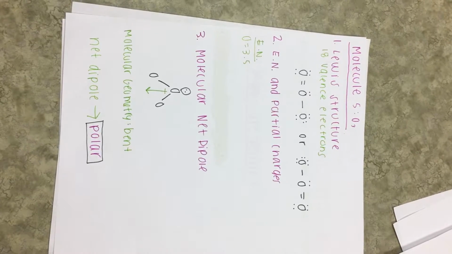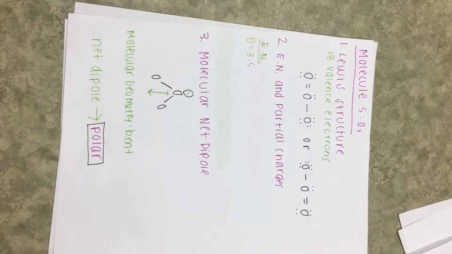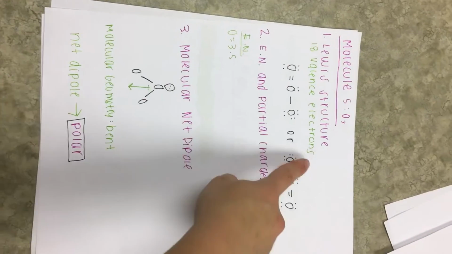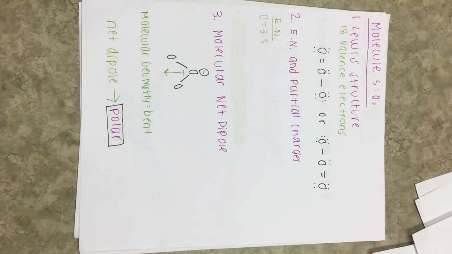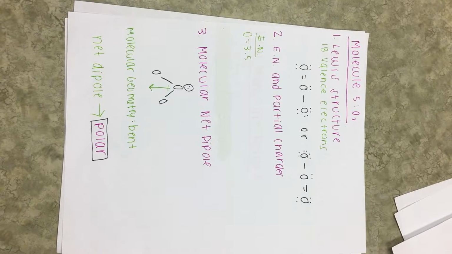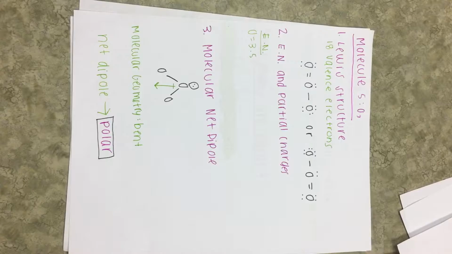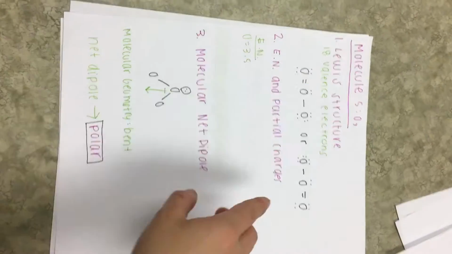Lastly, we will look at O3 to see if it is polar or nonpolar. There is a total of 18 valence electrons. When you place the valence electrons on the outside atoms, make sure each atom has an octet. We have used all 18 electrons, but the central atom O does not have an octet, so we will have to make a double bond between one of the outside O's and the central atom.